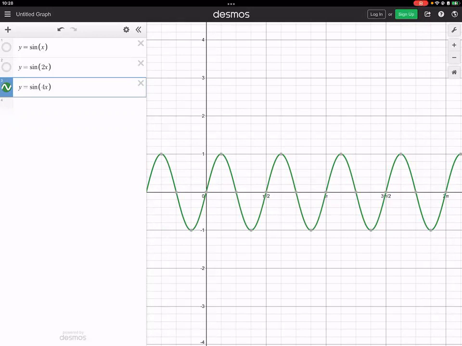Now, let's do some rearrangement of terms. If the period is equal to 2 pi over b, so b is equal to, say again?